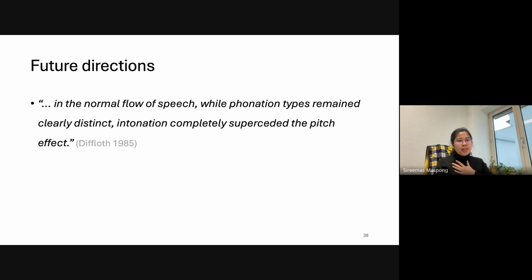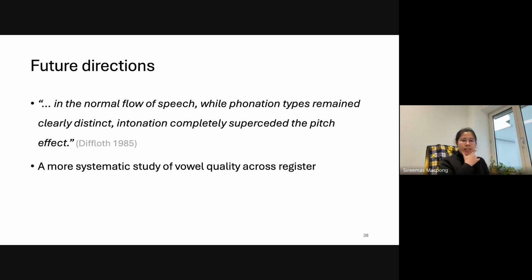And in terms of future directions, it has been reported that register in Mon would only have a phonation type difference in connected speech, and the pitch difference would be superseded by intonation. So pitch is not a property of register in connected speech, which we didn't look at yet because our study is mainly on lab speech. But it is interesting to look at connected speech, whether this claim that Diffloth put out in 1985 actually holds in the modern Mon dialect.